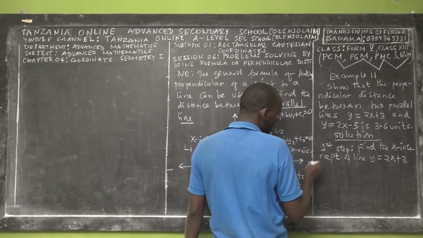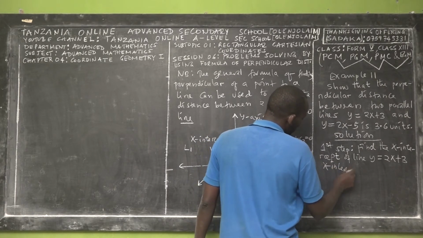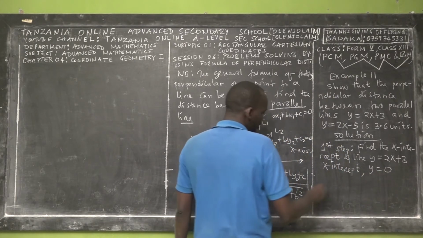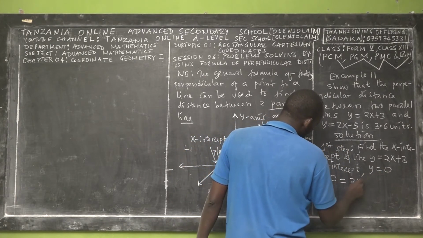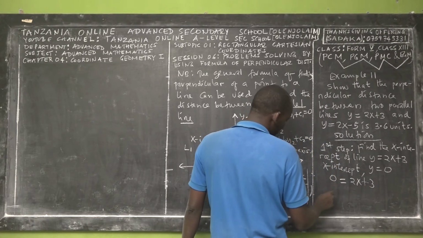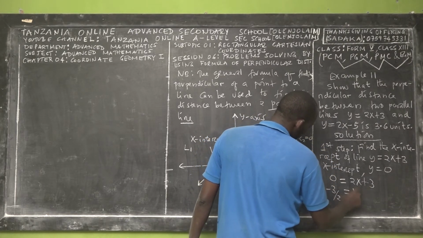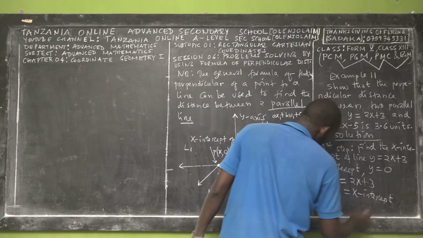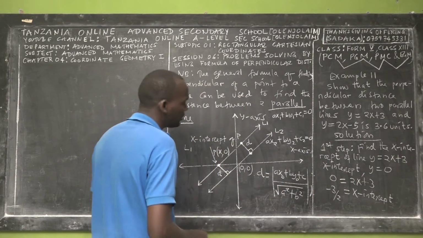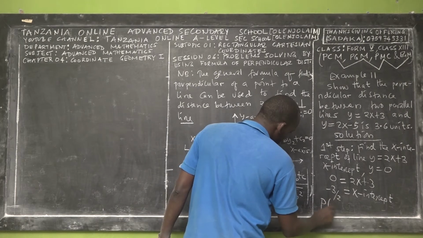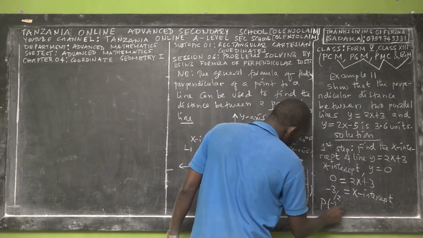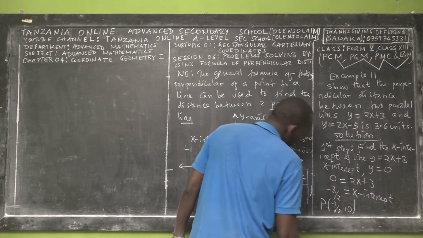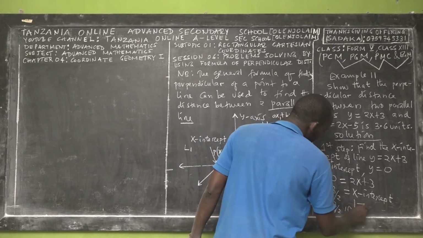Remember what we taught you at our level: for the x-intercept, we set y equal to 0. So we have 2x plus 3 equal to 0, then x is negative 3 over 2. So we will be finding the distance from the point P, which is the x-intercept, negative 3 over 2, 0.